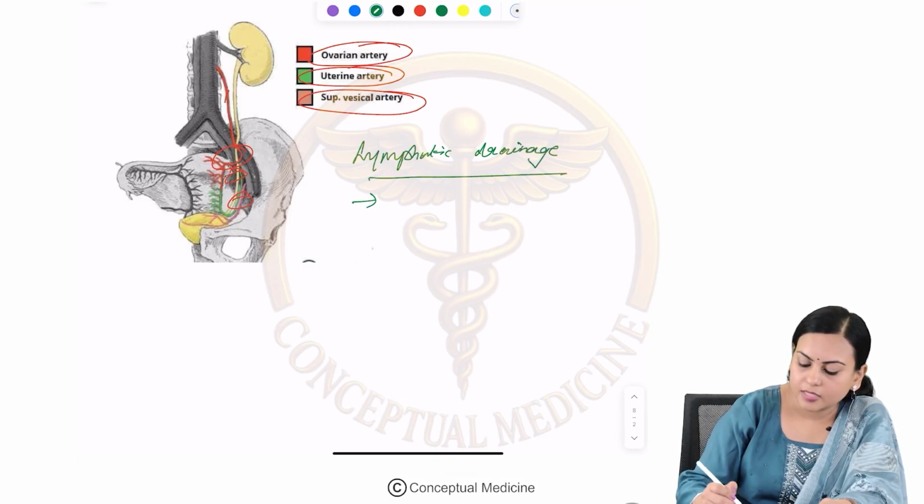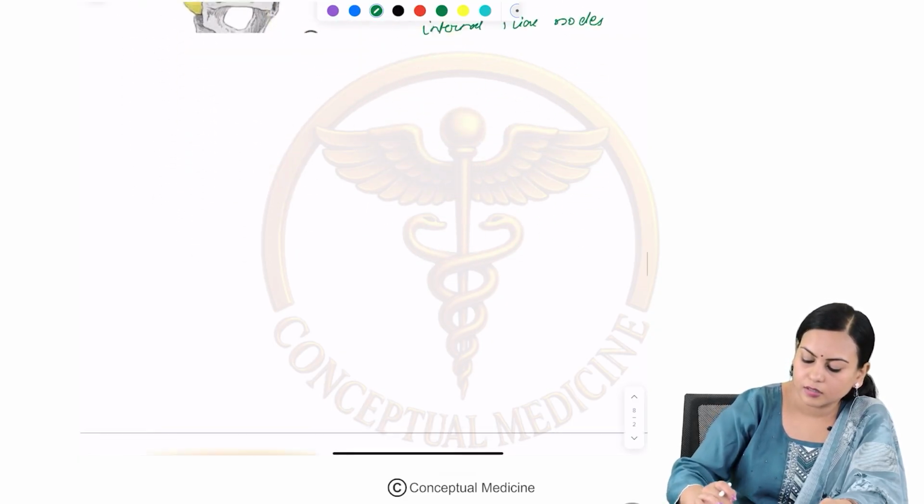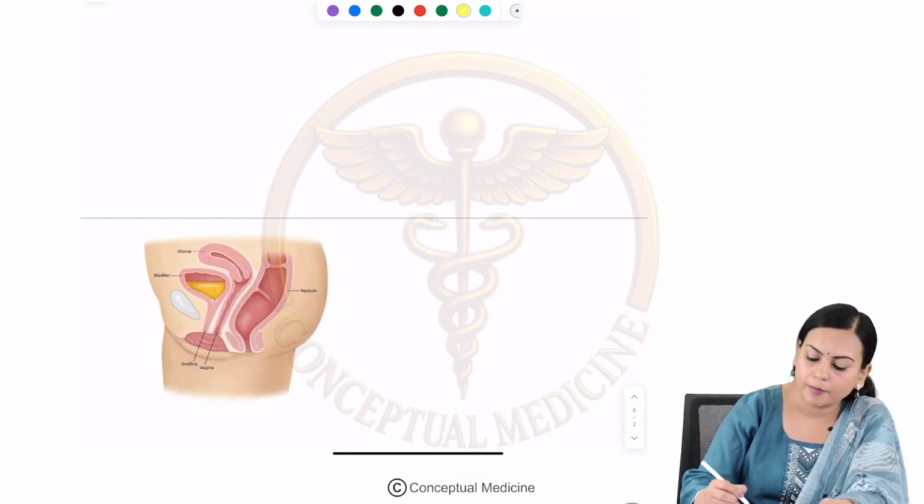In the upper part, they drain into lateral aortic nodes, and in the lower part, they drain into the common iliac and internal iliac nodes. Next, we are going to see about the bladder.